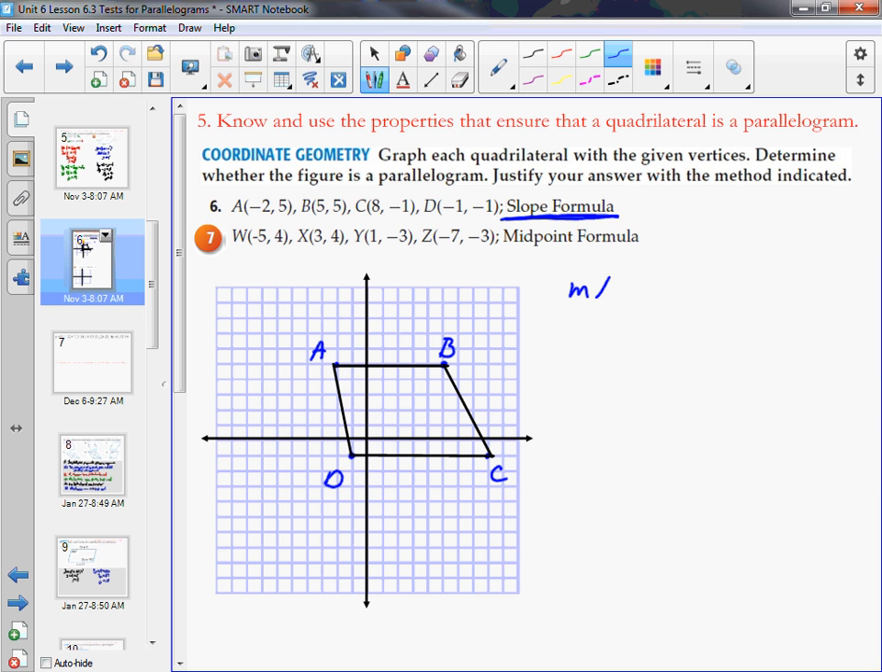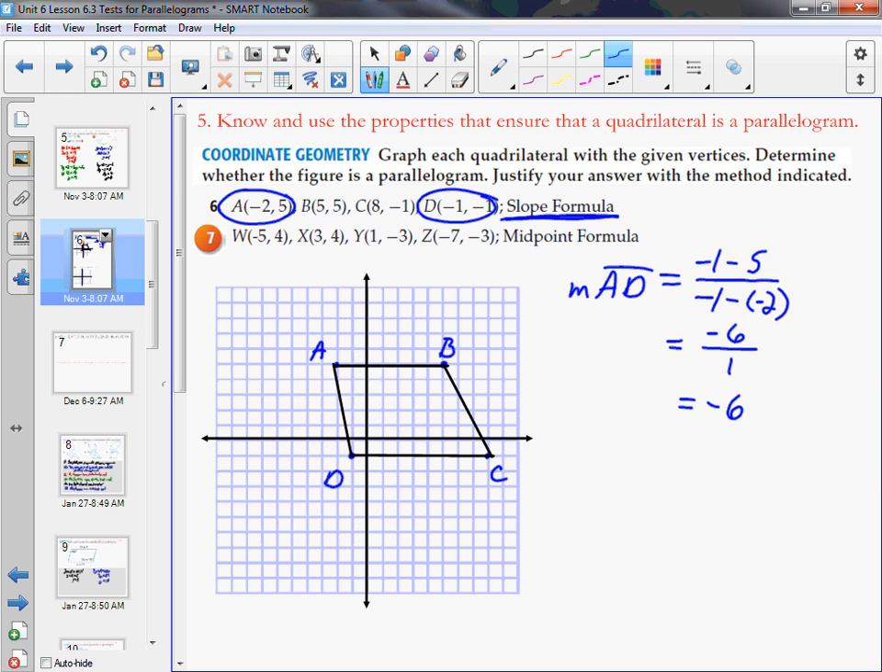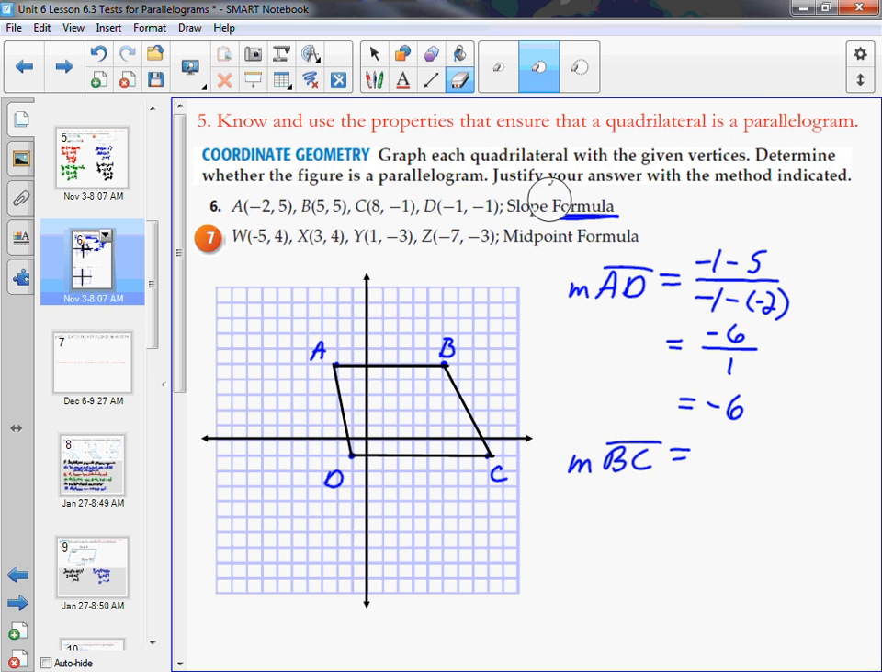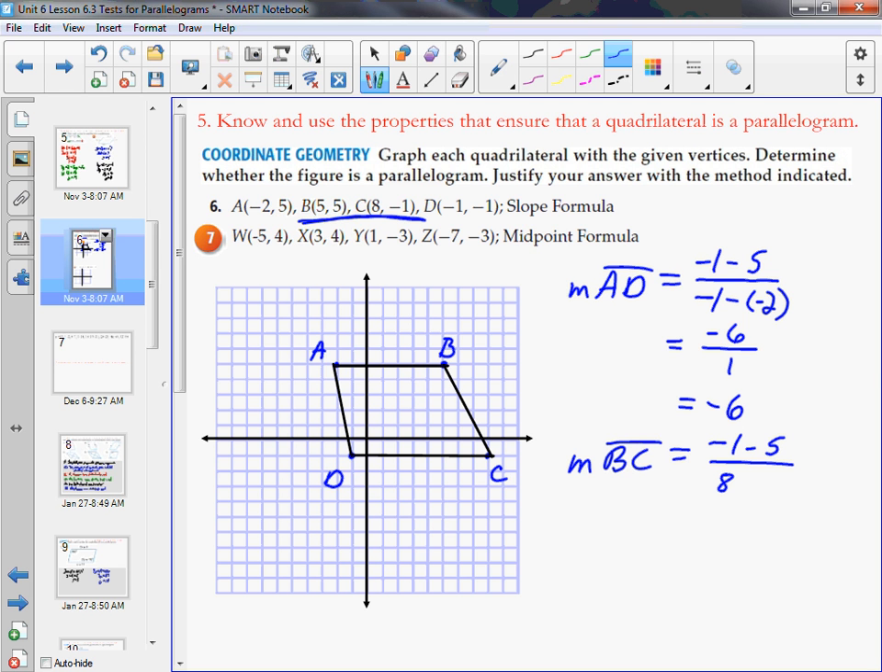Okay? So let's find the slope of AD. It's been a while, so remember how that works? So I'm going to use A and D. Y2, -1, minus Y1, 5, over X2, -1, minus X1, -2. So I get -6 over +1, so I get -6. Now let's find the slope of segment BC. So Y2, -1, minus Y1, 5, over X2, 8, minus X1, 5. So that'd be -6 over 3. So that's -2.